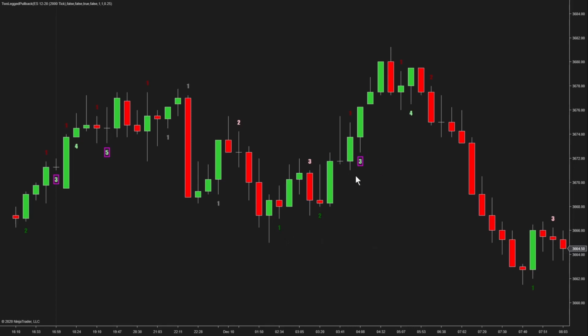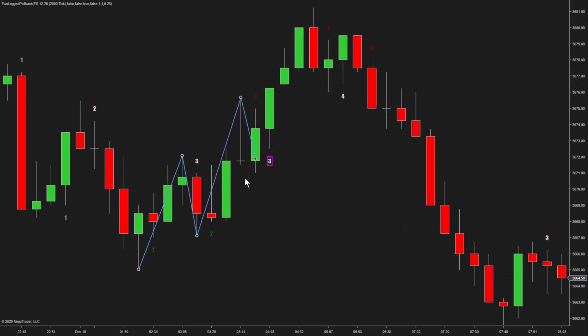Here we see a magenta box. This magenta box is a trap because you have this failed second entry. You have the first pullback, first entry, second pullback, and here you have a second entry. You see here that this second entry fails to make a scalper's profit. It only really goes down by 1 tick. Since it fails to make a scalper's profit and then reverses, on the reversal we have a trap. Here, this trap is marked with a magenta box.